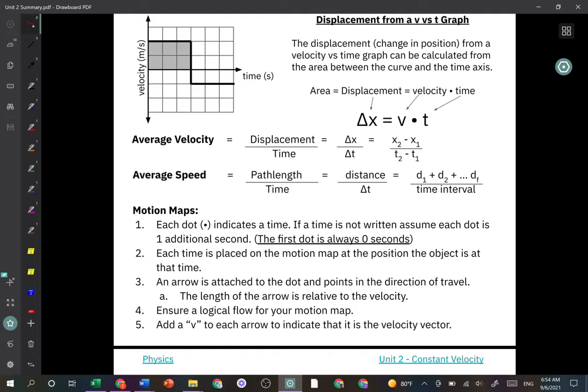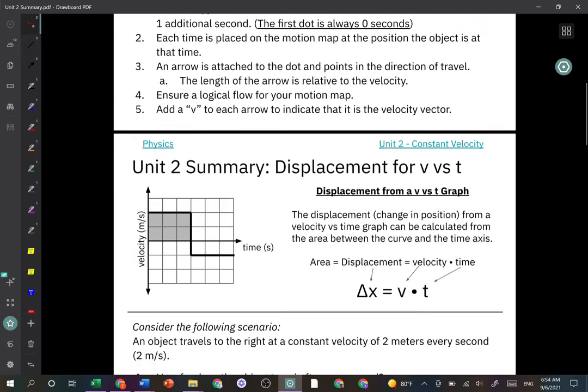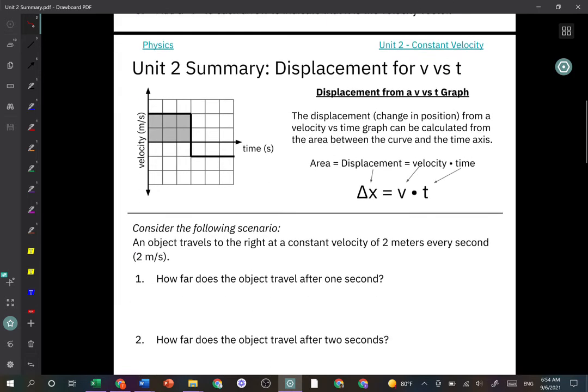Now, the rest of the Unit 2 summary is going to be practiced with displacement from a velocity versus time graph. Now, this is copied from up above with the same example of our velocity versus time graph, as well as our written description. The displacement, change in position from a velocity versus time graph, can be calculated from the area between the curve and the time axis, or area is equal to displacement, which is the velocity times the time.